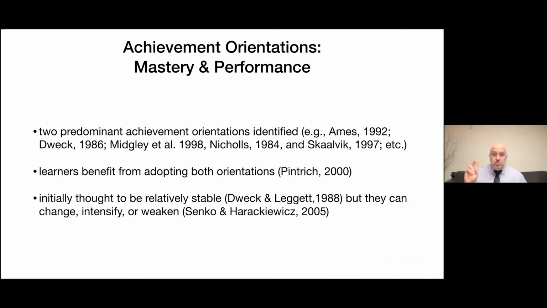So there are two predominant achievement orientations, mastery and performance. And multiple research teams have identified these two orientations. And similar to Gardner's idea of integrative and instrumental motivation running parallel, it's probably a good idea for learners to adopt both of these orientations, possibly. It was initially thought that they were really stable. So a particular student would be oriented one way, and they would always be that way. But in fact, orientations change, they intensify, and they weaken for many, many reasons.